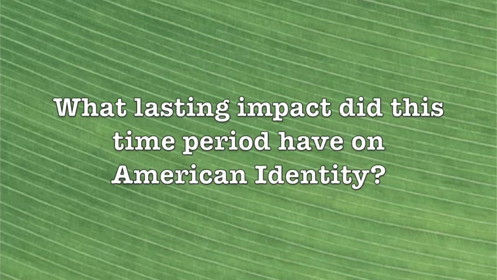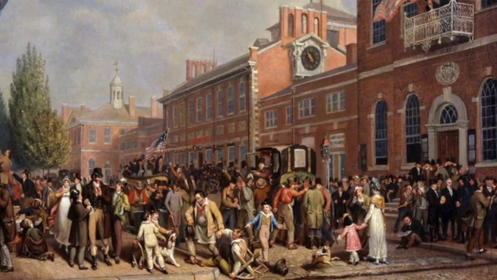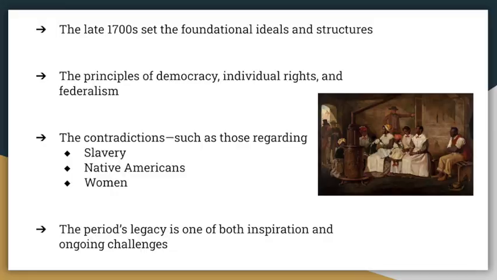The late 1700s were a time of both great promise and significant contradictions. What lasting impacts did this period have on American identity? This time period set the foundational ideals and structures that would continue to shape American identity. The principles of democracy, individual rights, and federalism established during this period became central to American political culture. However, the contradictions, such as those regarding slavery, the treatment of Native Americans, and limited role of women in society, also set the stage for future struggles and reforms. The period's legacy is one of both inspiration and ongoing challenges.